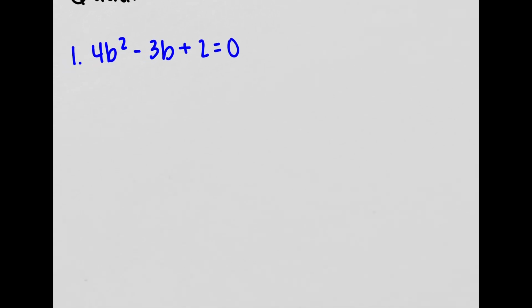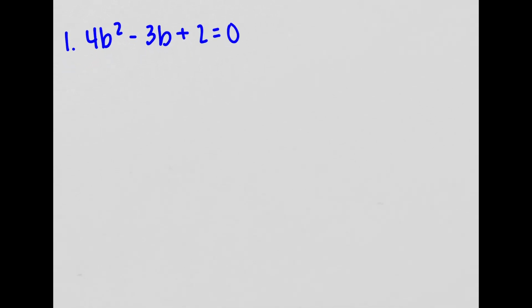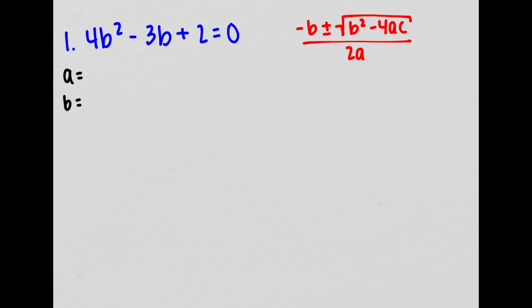The last topic I am going to hit on this is the quadratic formula. We've done that in another video, but what I'm going to be doing here are examples that have imaginary or complex solutions. So the first example I'm going to do is 4b squared minus 3b plus 2. And remember, your quadratic formula looks like this. The opposite of b plus or minus the square root of b squared minus 4ac all over 2a. So just like before, the first thing I want to do is figure out what my a, my b, and my c are.